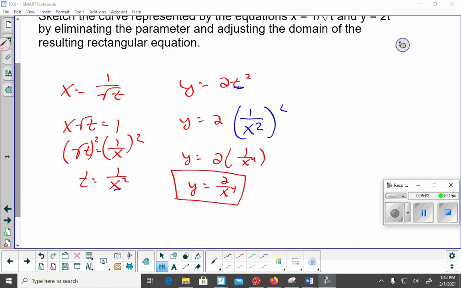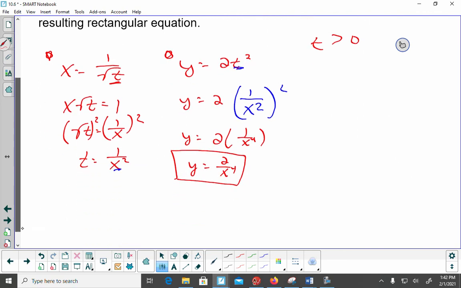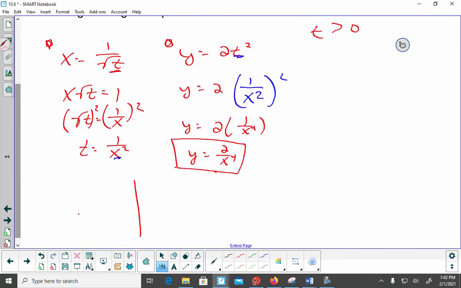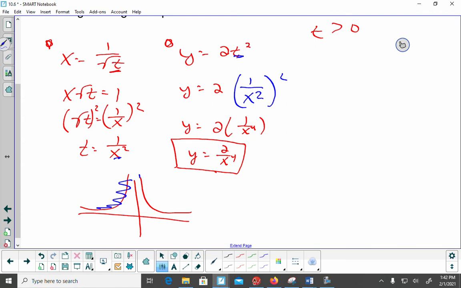So when I go to adjust the domain, I'm going to have to go back up to my original equations here, and here I see the t has to be greater than 0, not greater than or equal to 0, but greater than 0, so that the x is not undefined. So if you were to graph this on your calculator, just the way it is, you would get a function that looks like this. But since I'm saying t has to be greater than 0, that eliminates this side, and it's just going to be this graph here. So that's the rectangular equation.